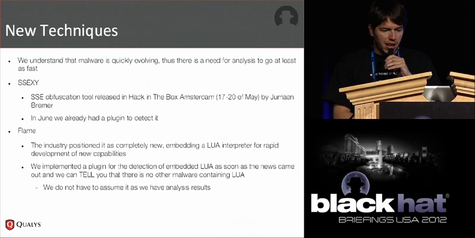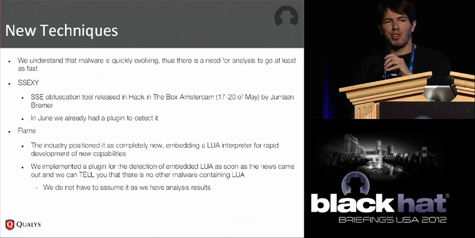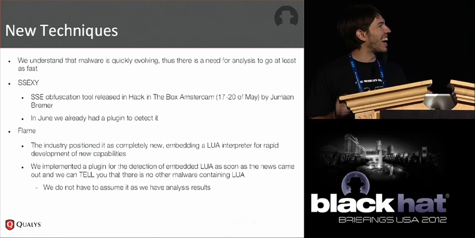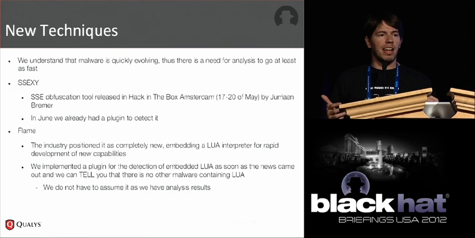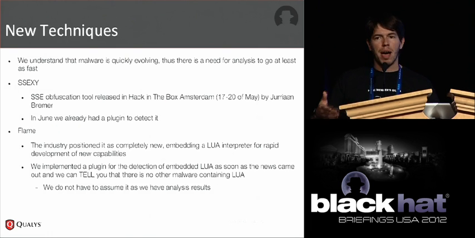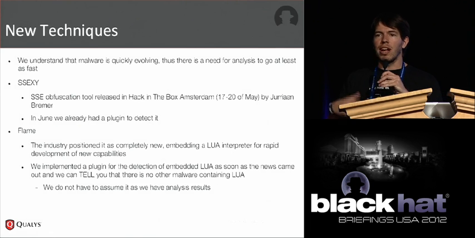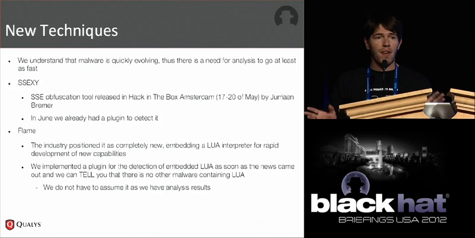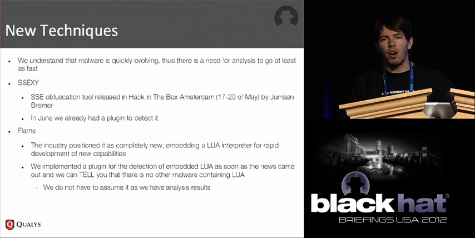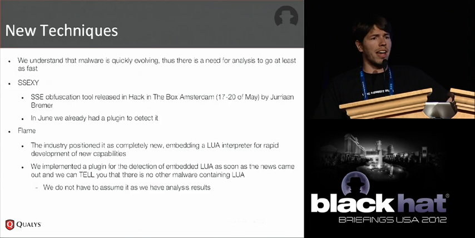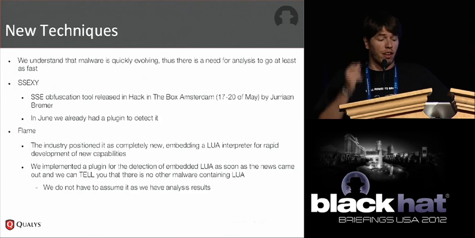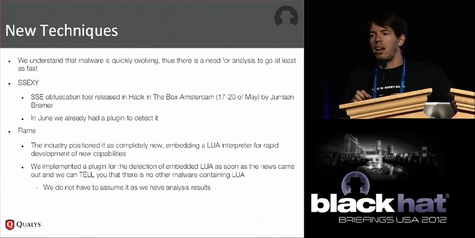So far, I guess you understand there's a lot of data in this research. We understand that it's important to keep up with what the malware authors are doing, and we know that's an ongoing challenge. It's going to be very difficult to do that, right? So we wanted to give some examples. For example, a researcher called Jurian released a tool called S-Sexy at Hack in the Box Amsterdam on the 20th of May, and in June we already had a detection mechanism for it.